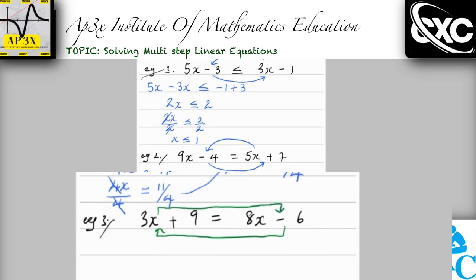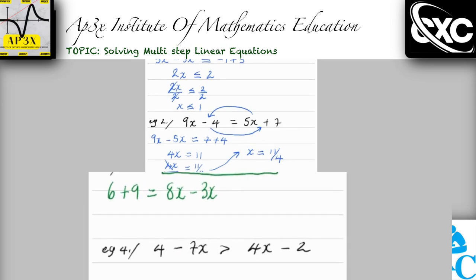Now on the left hand side, I'm going to have negative 6 becoming positive 6. That's going to be positive 6, and then that would have attached itself to positive 9, and that's going to be equal to 8x, and positive 3x goes over, becomes minus 3x. All right, so easily then 9 plus 6 is 15, and so 15 is equal to 8x minus 3x, which is 5x.